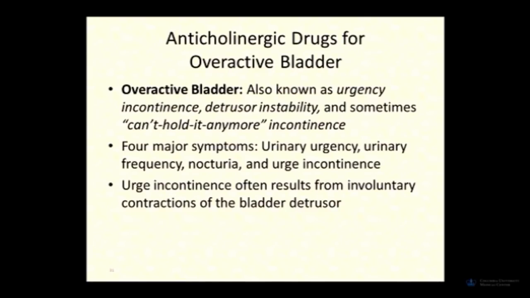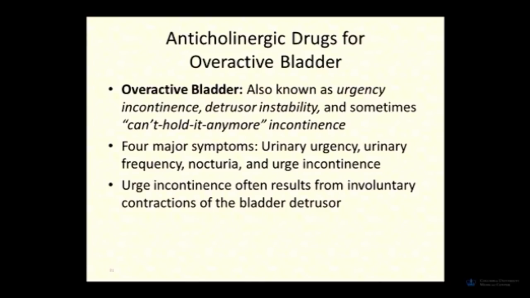Okay. So, one application for these anticholinergic drugs, particularly these anti-muscarinic drugs, is for the treatment of a condition called overactive bladder. An overactive bladder, also known as urgency incontinence, detrusor instability, or, I've never heard anybody call it this, but can't hold it anymore incontinence. But basically, it's associated with random and frequent muscle spasms of the bladder that cause someone to have to urgently use the restroom frequently, okay? Even losing bladder control if the spasms are strong enough.